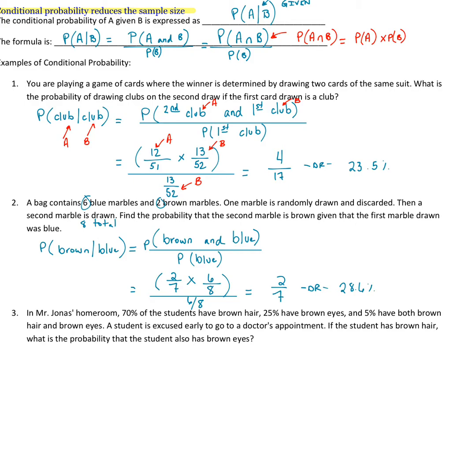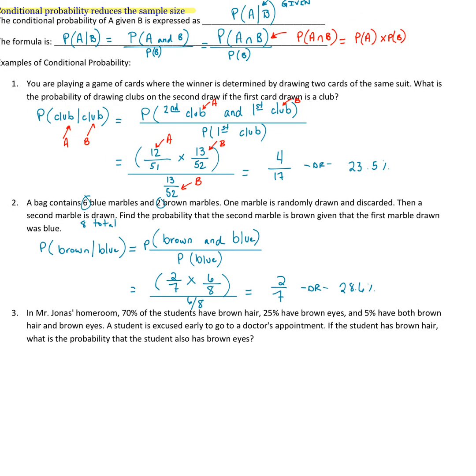In Mrs. Jonas's homeroom of 20 students, 70% have brown hair, 25% have brown eyes, and 5% have both brown hair and brown eyes. A student is excused early to go to a doctor's appointment. If that student has brown hair, what is the probability that the student also has brown eyes?